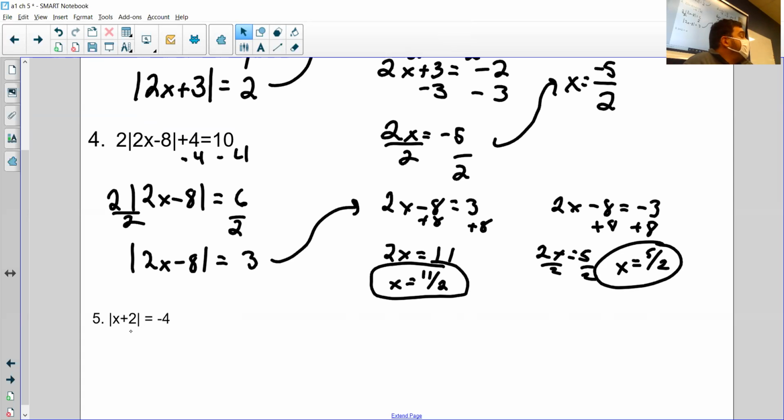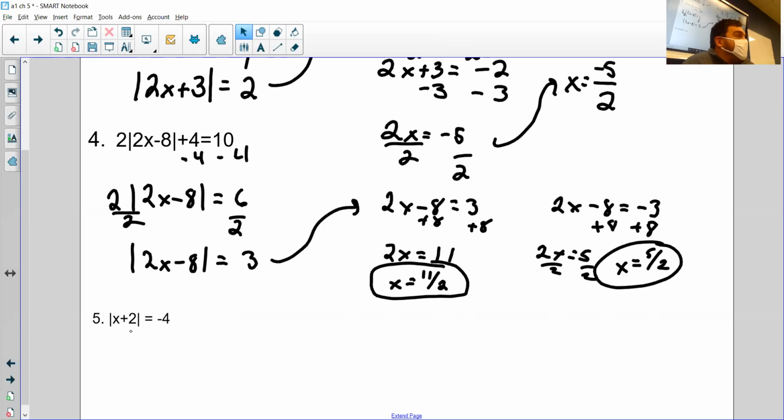Guys, please, hey, guys. The problem is, the absolute value does what to a number? It turns it into a positive. But what do I have set up? I have an absolute value equaling a negative. So because it's equaling a negative and it's an absolute value, it can't be possible.